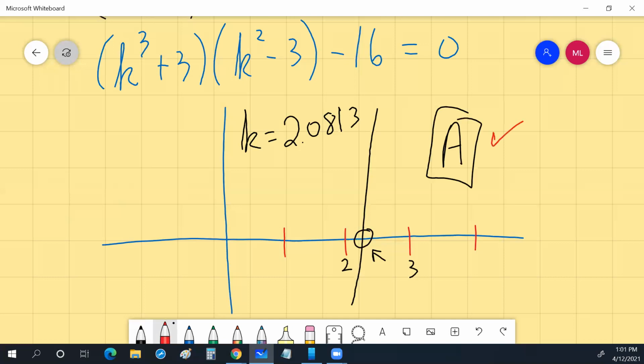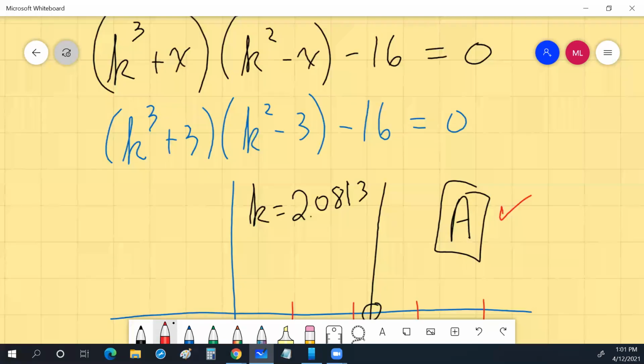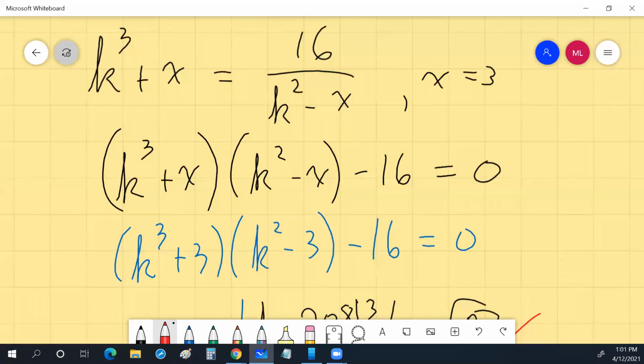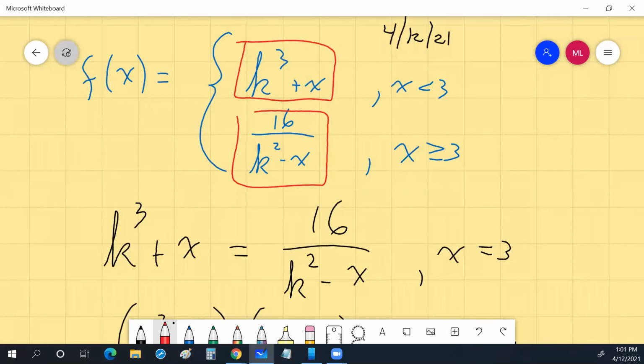That's the correct answer. So these two pieces of this function have to meet up when k equals 2.0812591, something like that. And then it will be a continuous function. It'll be connected. Oh, nice.